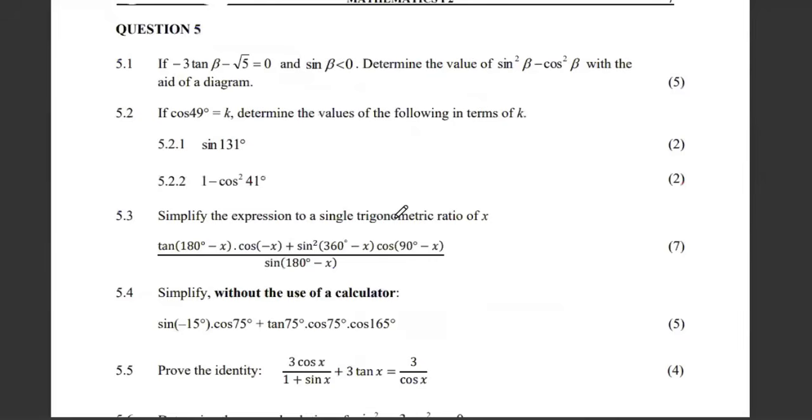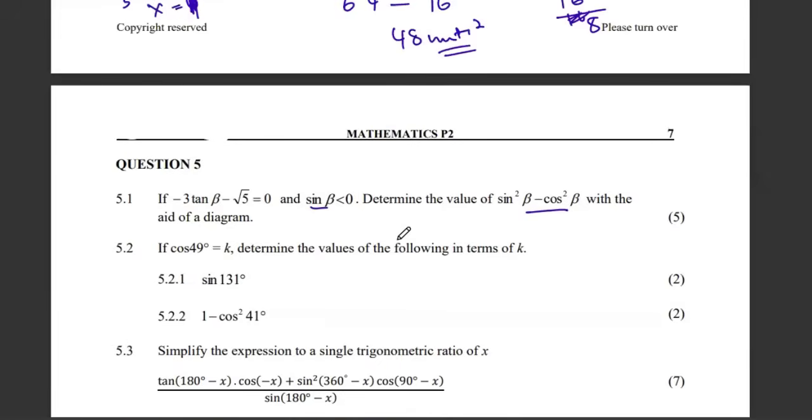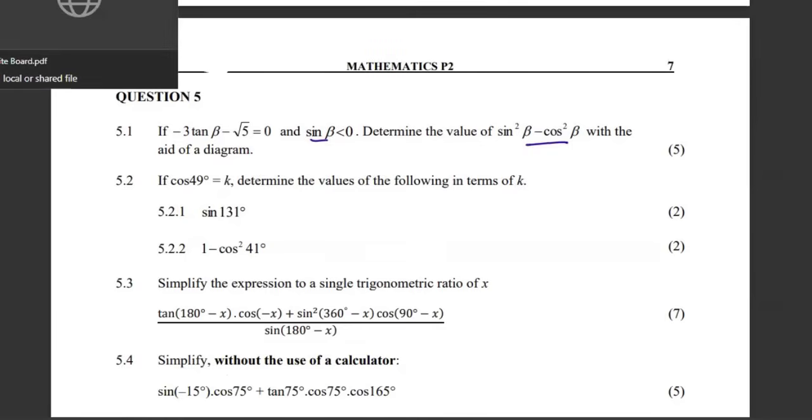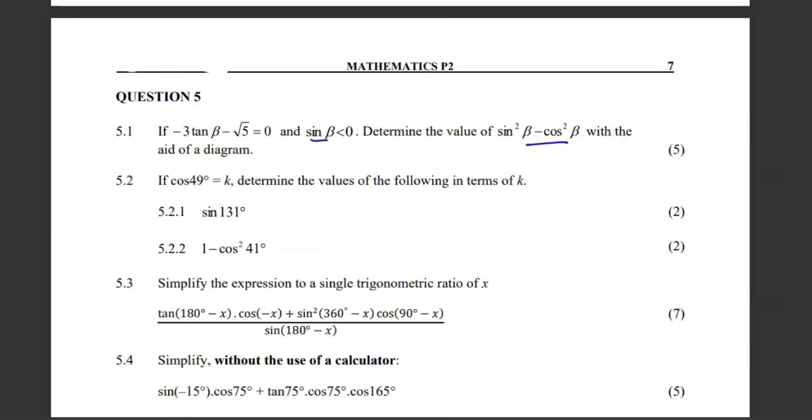Okay, then question number 5, the trig. If negative 3 tan of beta minus root 5 is 0 and sine beta is less than 0, they want us to get the value of this using the aid of a diagram. So let's do it this side. Negative 3 tan of beta minus root 5 is 0. Make tan beta the subject, it's going to be root 5 over 3, but this is a negative now.